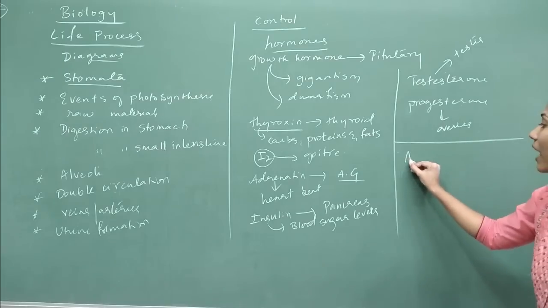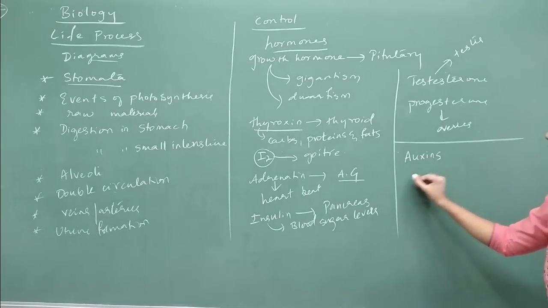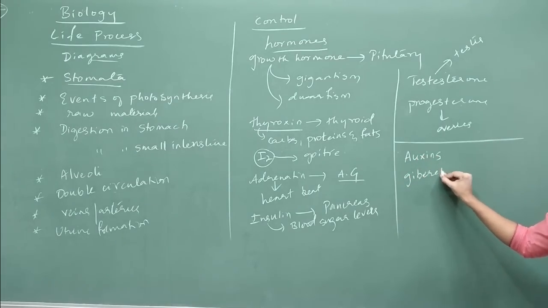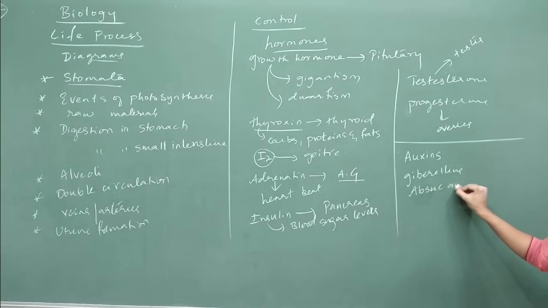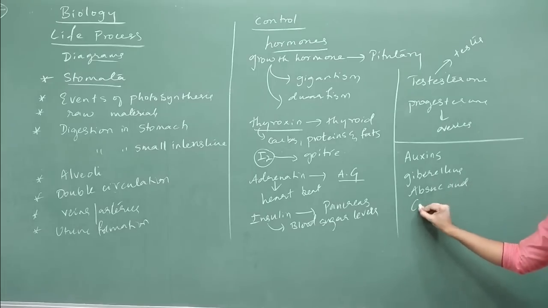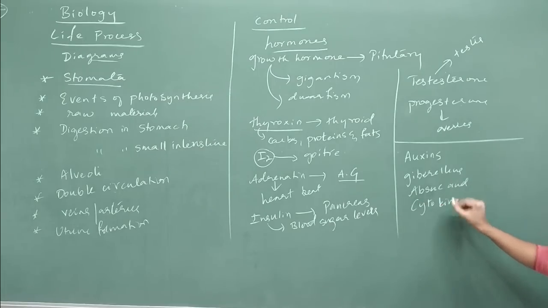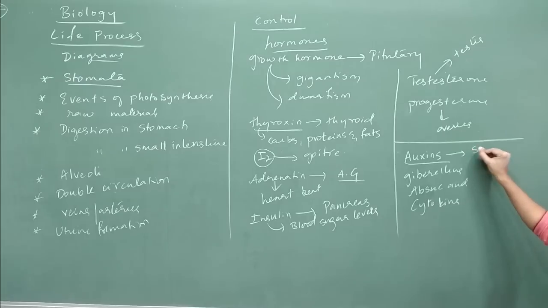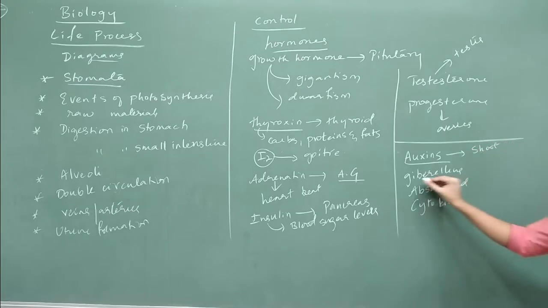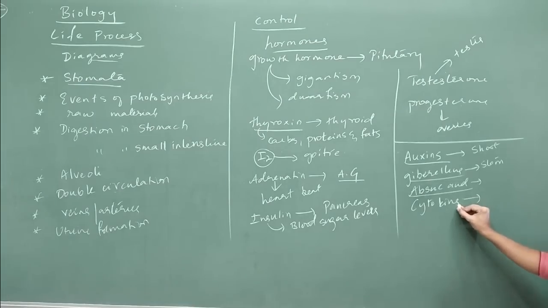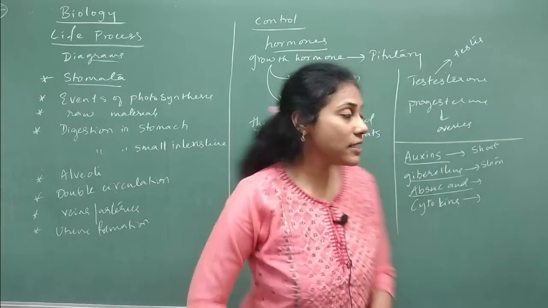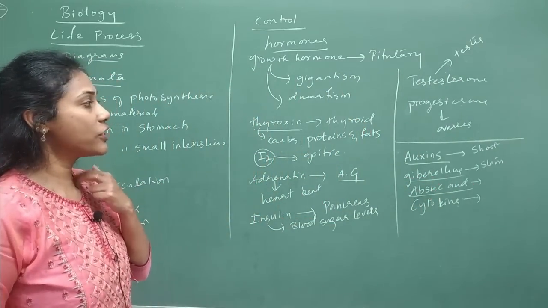Apart from this, plant hormones and their functions also: auxins, gibberellins, abscisic acid, and cytokinins. Auxins help in the growth of the shoot. Gibberellins help in the growth of the stem. Abscisic acid helps in the wilting of leaves, it inhibits growth. Cytokinins help in cell division. So this is the most important topic from control and coordination you should know.